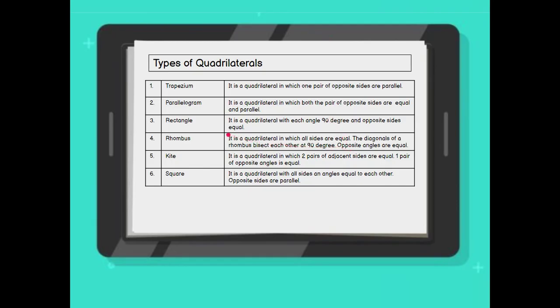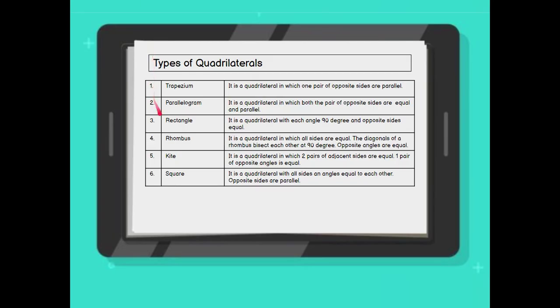Coming to rectangle. It is a quadrilateral with each angle 90 degrees and opposite sides equal. Rhombus is a quadrilateral in which all sides are equal and the diagonals bisect at 90 degrees, but only opposite angles are equal. Kite. It is a quadrilateral in which 2 pairs of adjacent sides are equal. One pair of opposite angles is also equal.